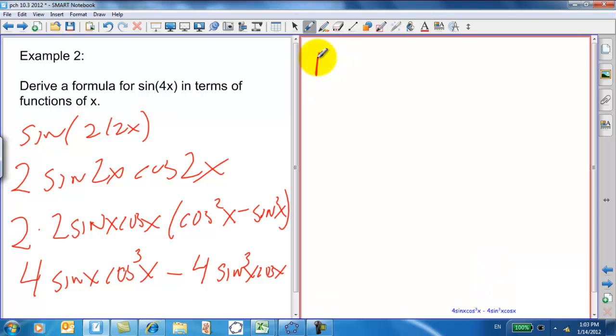Now, here's an alternate answer that I would have accepted at this step. You could have said, oh, I've got twice 2 sine x cosine x.